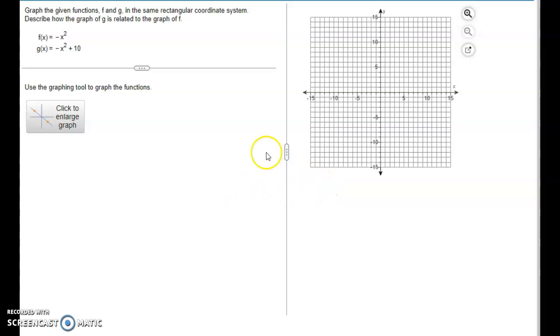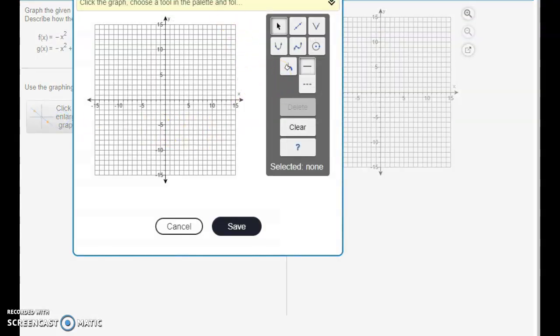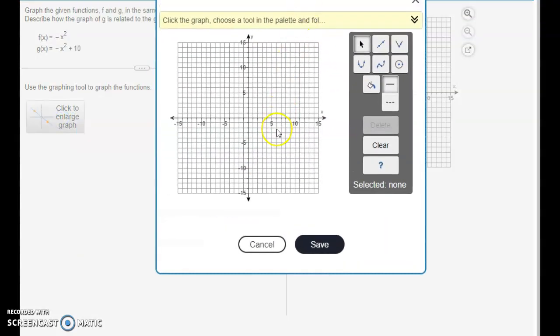So let's take a look at question 21 from 1.2. It says, given the functions f and g in the same rectangular coordinate system, describe how the graph of g is related to the graph of f. So we have these two functions here. It says use the graphing tool to graph the functions. So I'm going to click this to enlarge it, and then I'm going to graph those functions.